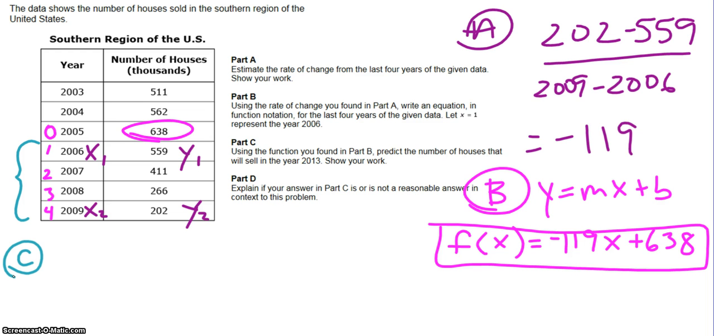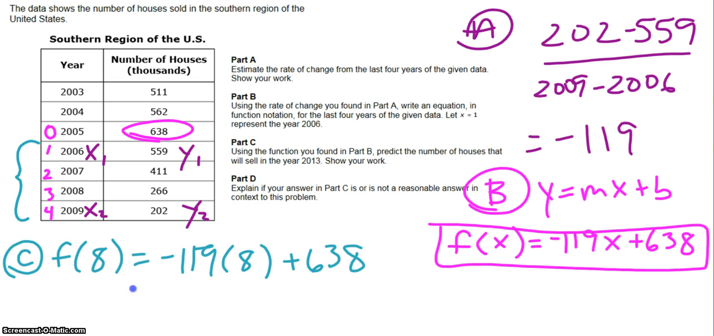For part C, it says, using the function you found in part B, predict the number of houses that you'll sell in year 2013. So if 2006 is year 1, then year 2 is 2007, 3, 4, 5. So we're going all the way to 2013: 2006, 2007, 2008, 2009, 2010, 2011, 2012, 2013. So that would be year 8. So we're going to plug in 8 for x. And what I get is negative 314,000 houses.